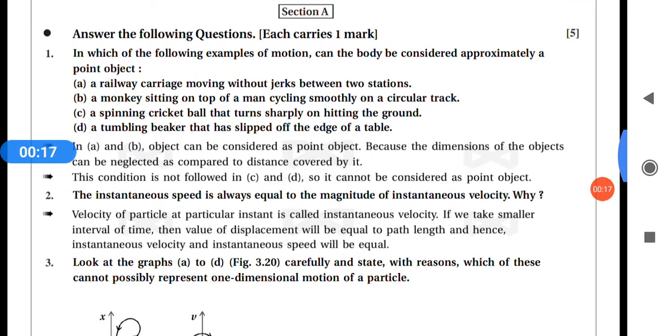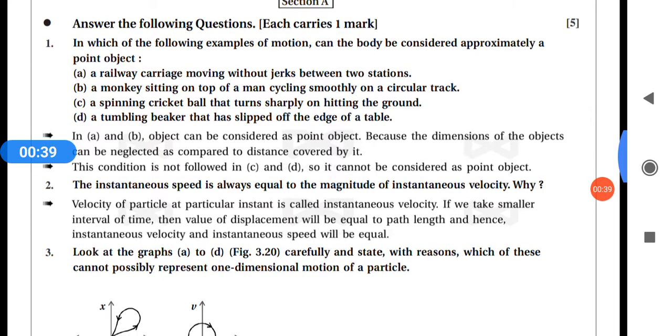So see here, there are four options. The first one is a railway carriage moving without jerks between two stations; a monkey sitting on top of a man cycling smoothly on a circular track; a spinning cricket ball that turns sharply on hitting the ground; and a tumbling beaker that has slipped off the edge of a table.